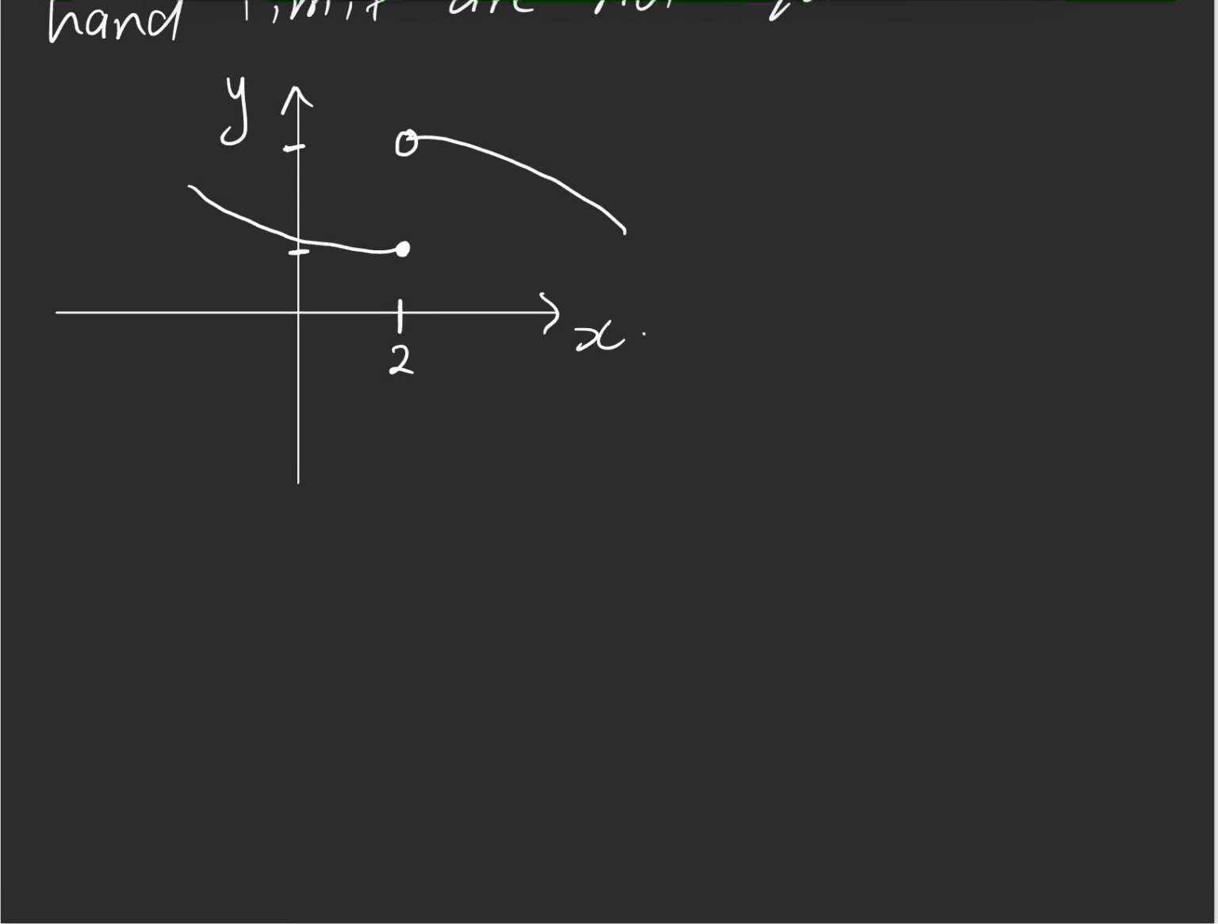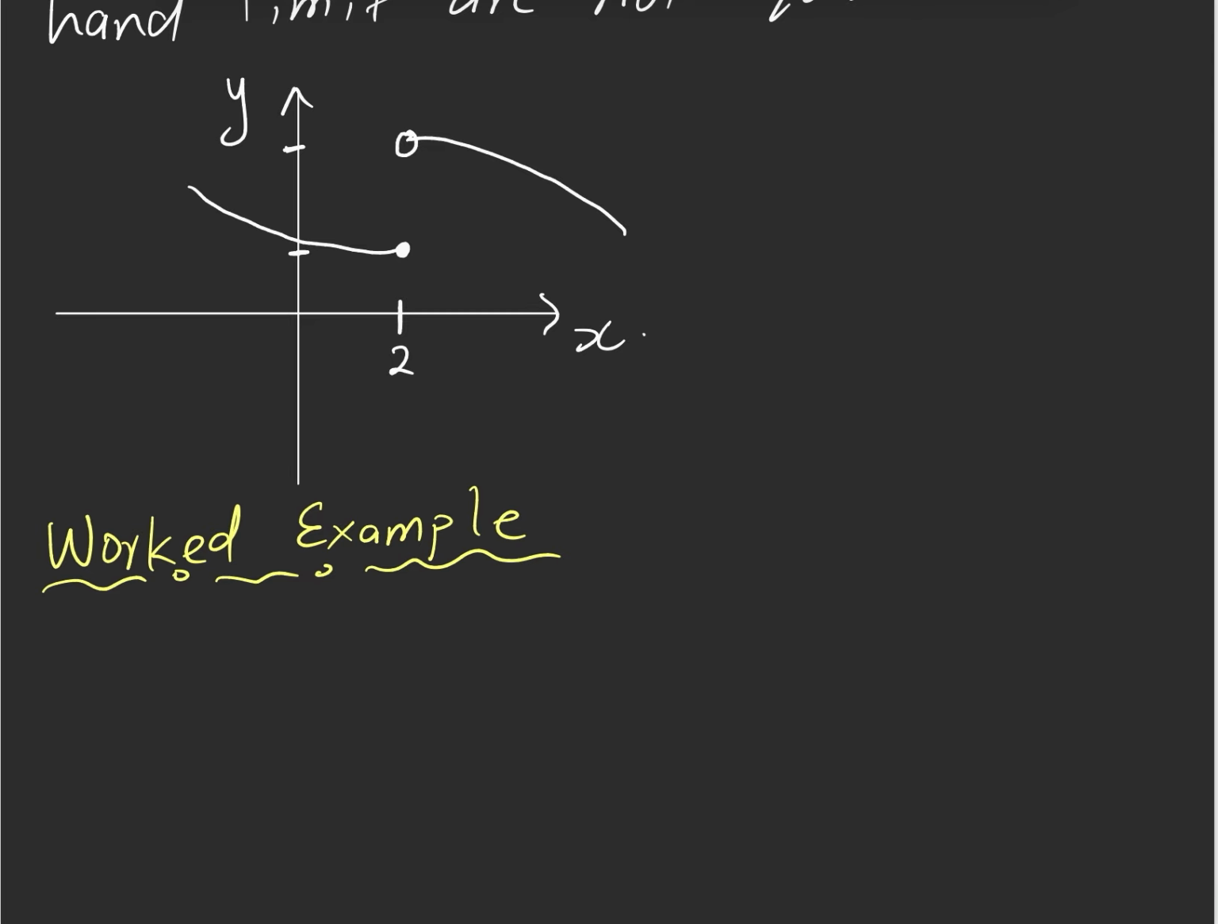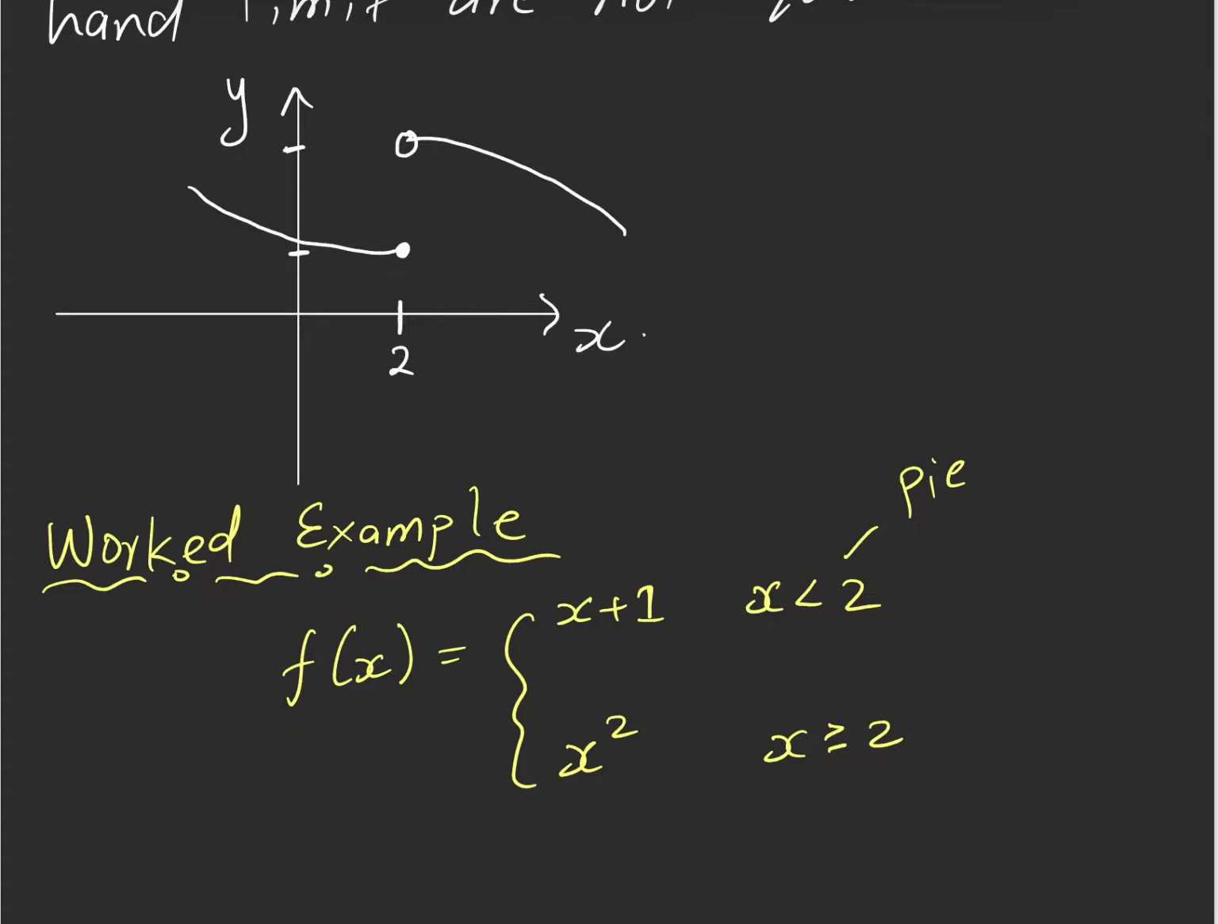Let's do a worked example to see how you might see this in your exam and how you're supposed to approach it. So for example, you have some function f of x is equal to x plus 1 when x is less than 2, and x squared when x is greater than or equal to 2. And this is what we call a piecewise function. If this is unfamiliar to you, make sure you review that.